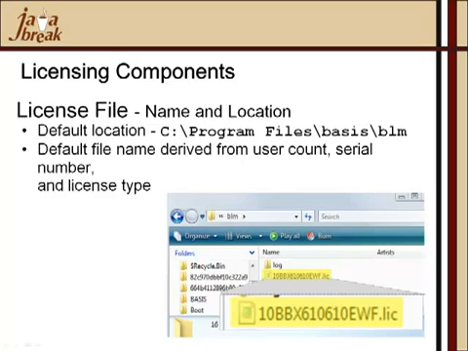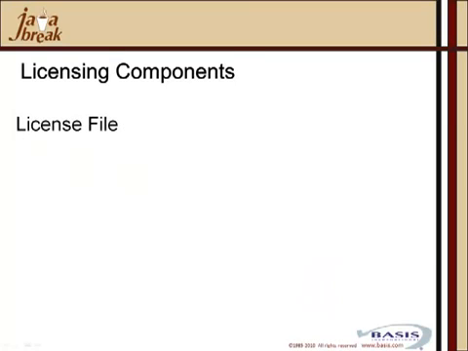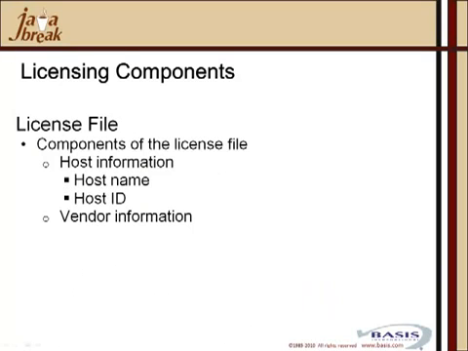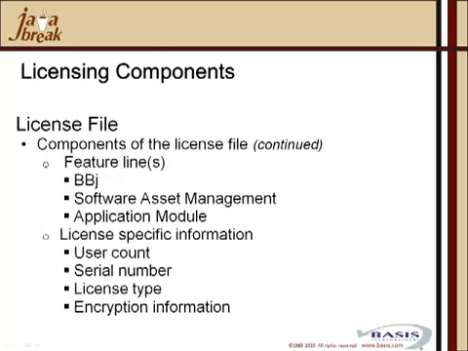By default, the license file is stored in the BLM directory and has a file name consisting of the number of users on the license, followed by the serial number, and then followed lastly by the type of the license itself. Each license contains all the information specific to the customer's requirements. This information includes the server or host information, specific vendor information, and a feature line. The feature line calls out the components specific to the customer's installation. The license file also contains specific information such as the unique serial number, license type, user count, and encryption information.